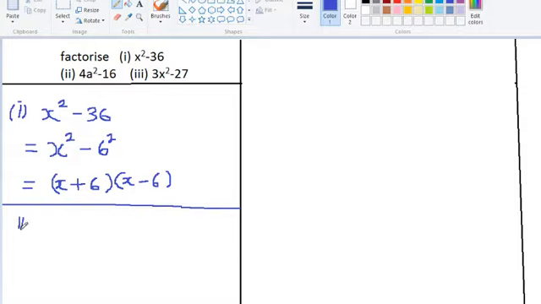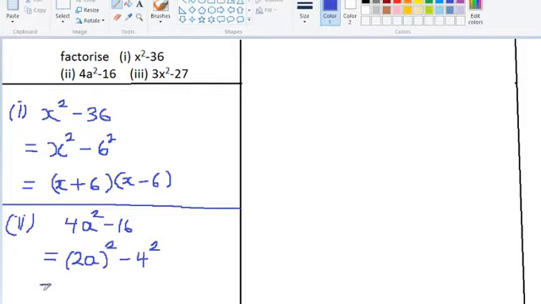Part 2. 4a squared minus 16. We want to express these two terms as the difference of two squares. If we find the square root of 4a squared, we will get 2a to the power 2, subtract the square root of 16, which is 4 to the power 2.